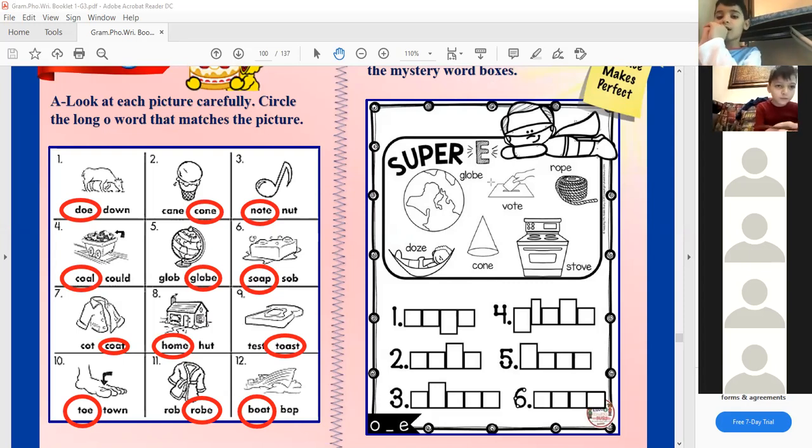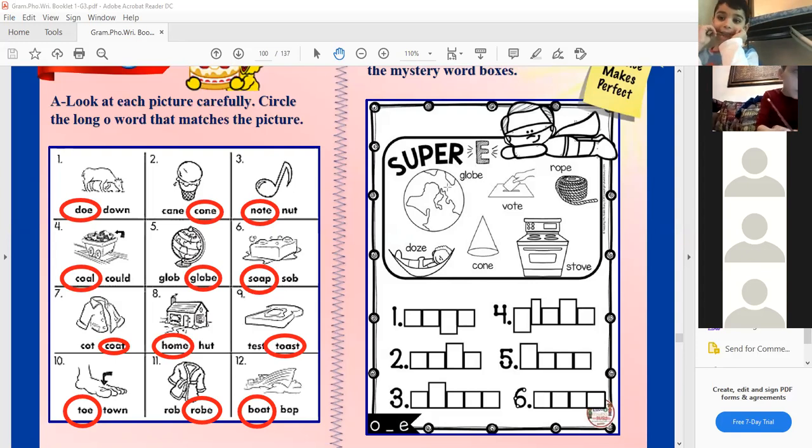Yalla, what are the words that I have here with long O, final E? Those. Globe. Vote. Stove and cone. Stove, cone, and? And rope. Bravo. So all we have to do is just to write them here, right?